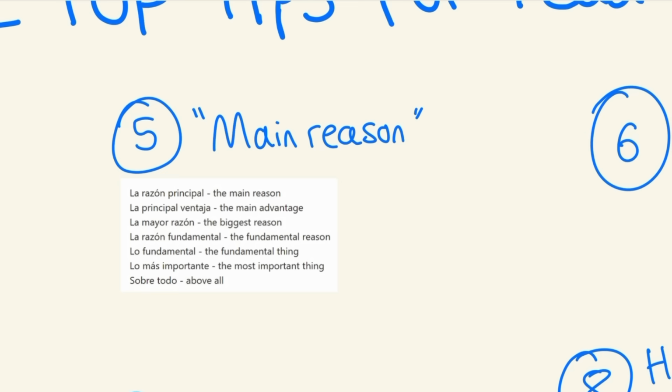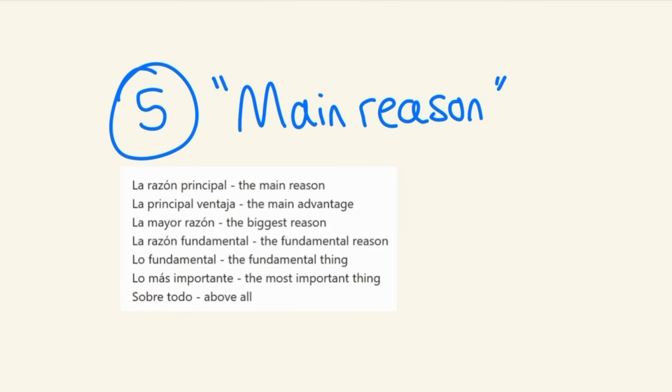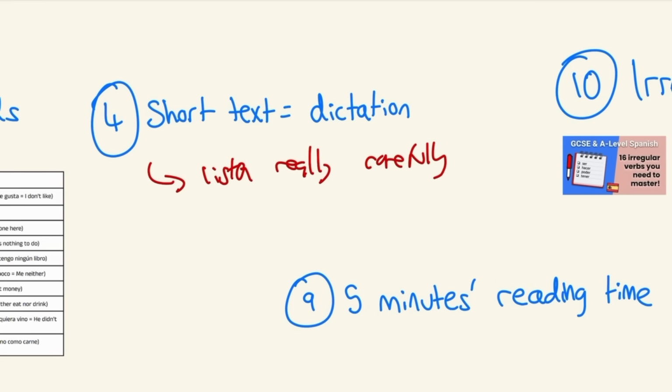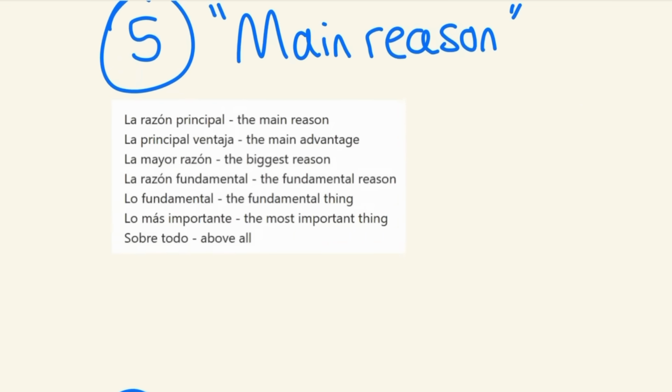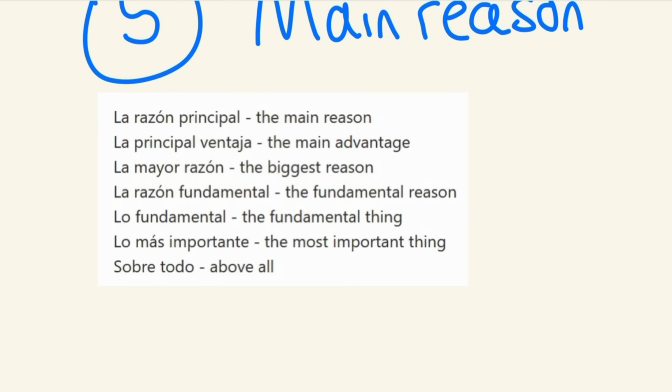So that's the final type of trick AQA uses, but they do normally put the word in bold to catch your attention. These are the sorts of words we're expecting to see in those sorts of questions. So, la razón principal is the main reason, la principal ventaja is the main advantage, la mayor razón is the biggest reason, la razón fundamental is the fundamental reason, lo fundamental is the fundamental thing. When we've got lo plus the adjective, it's saying for example, lo bueno, the good thing. Lo más importante, the most important thing, and sobre todo, above all.